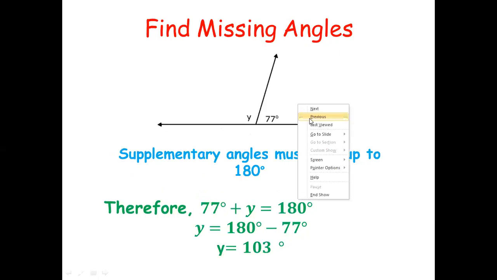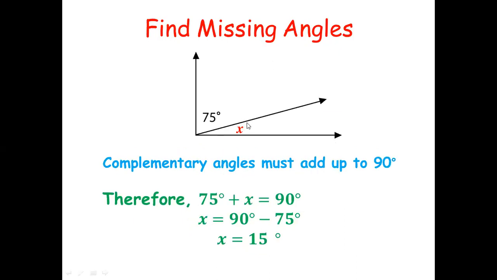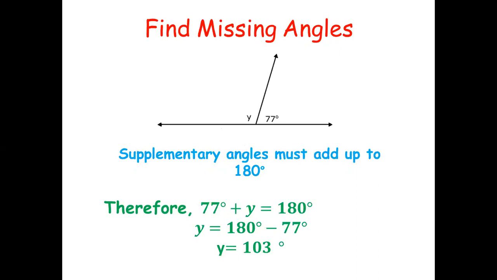Let me go to the previous one. So the unknown angle here is going to be 15 degrees. If you want to be sure, check by adding both the angles. 75 plus 15, is that going to give you 90? Yes, it is. So this is a complementary angle, and this is how you find the missing angle. The same rule goes even if you have to find the missing angle of supplementary.